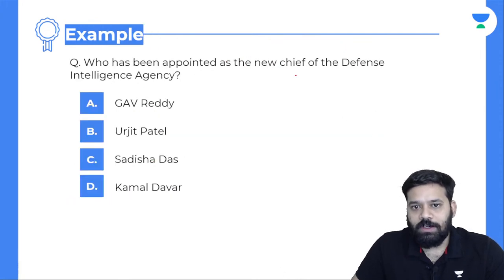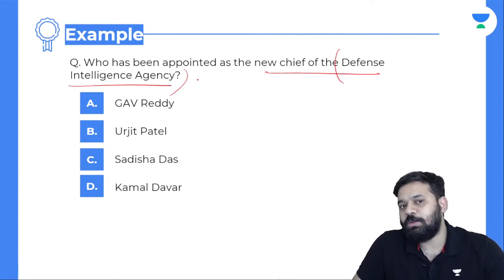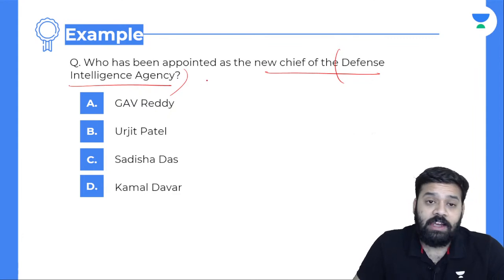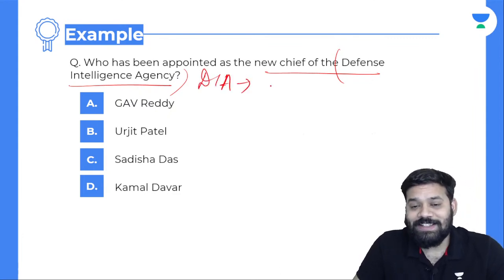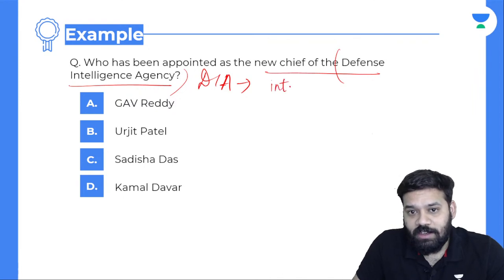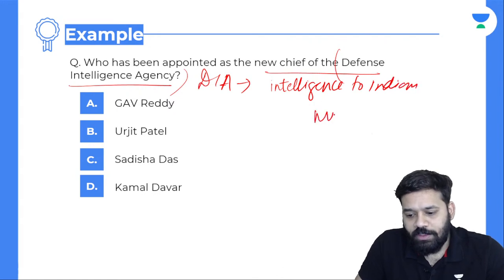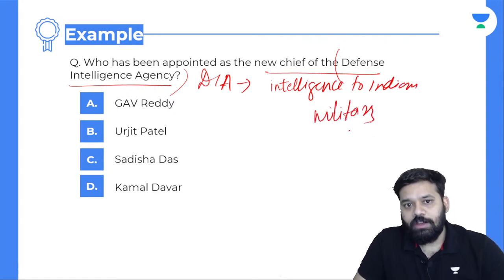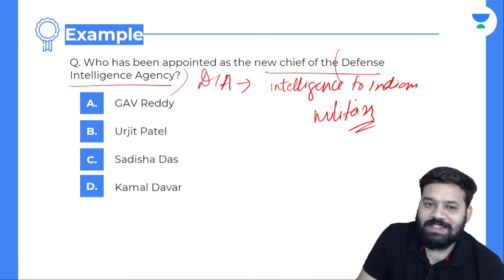Going forward, who has been appointed as the new chief of Defense Intelligence Agency? Have you heard of Defense Intelligence Agency? What is Defense Intelligence Agency? DIA is that agency which provides intelligence to the Indian military. So, who is the new chief of Defense Intelligence Agency?